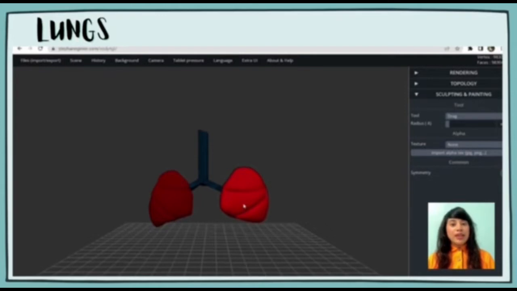The thin layer of fluid acts as a lubricant, allowing the lungs to slip smoothly as they expand and contract with each breath.